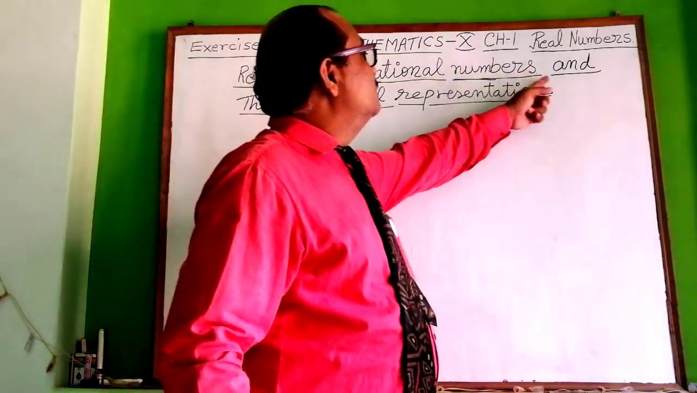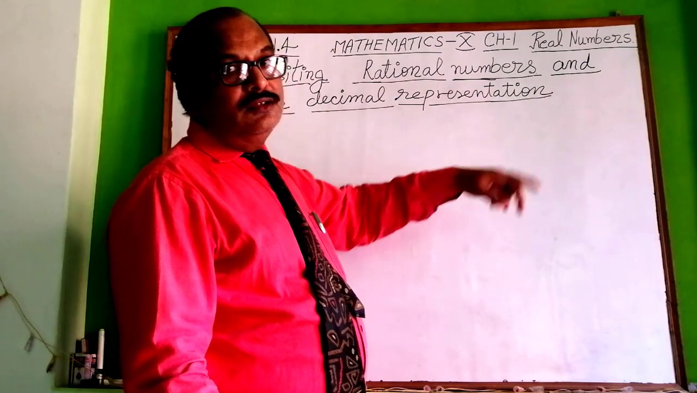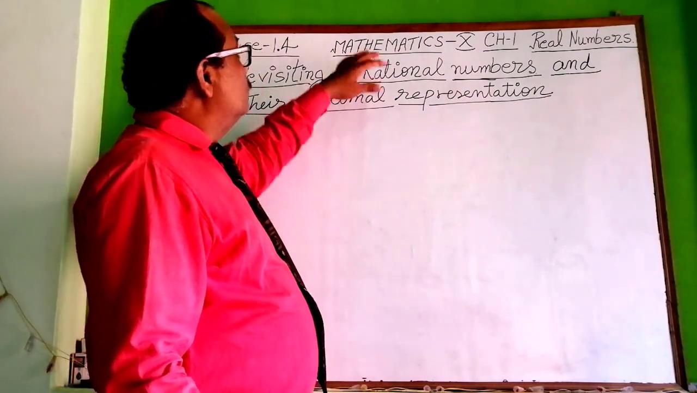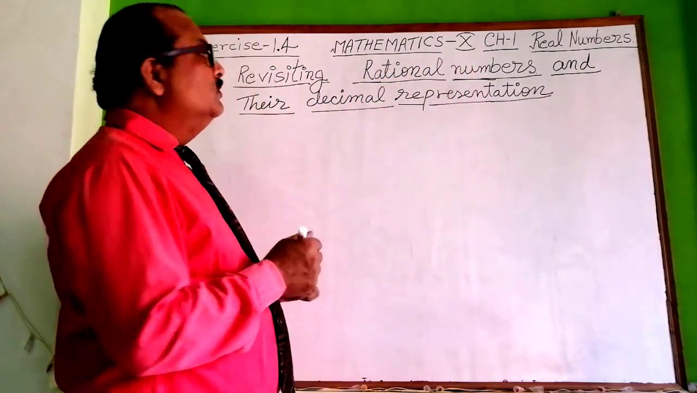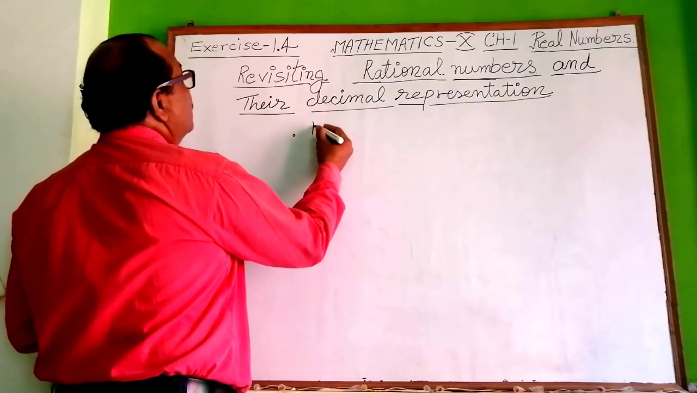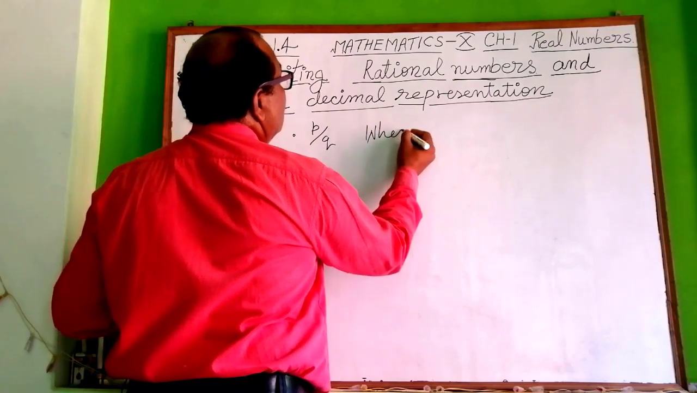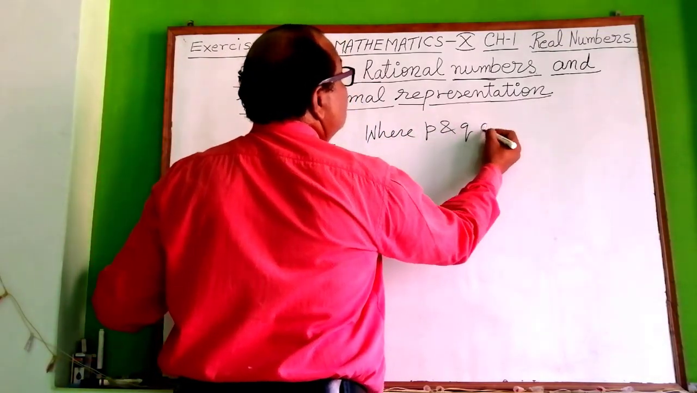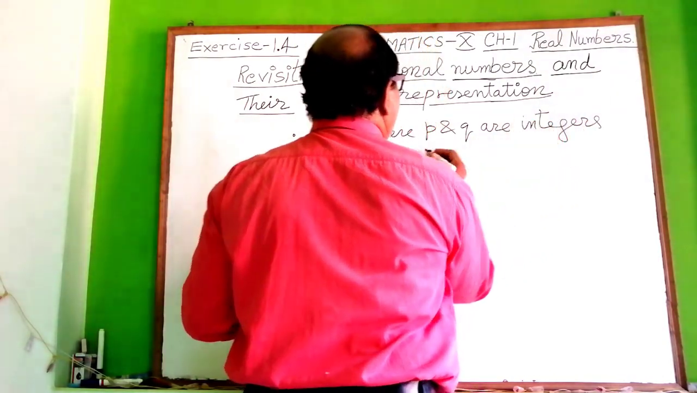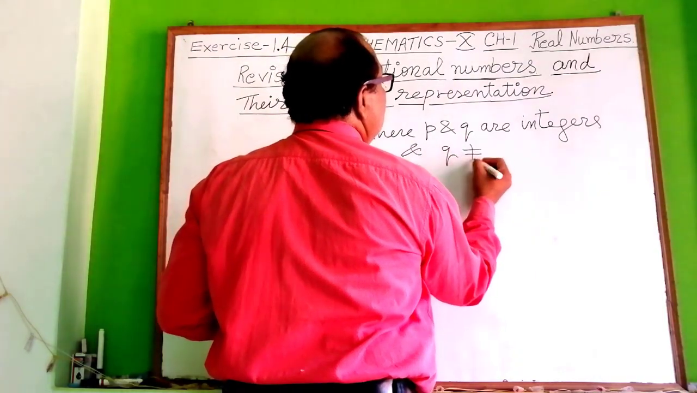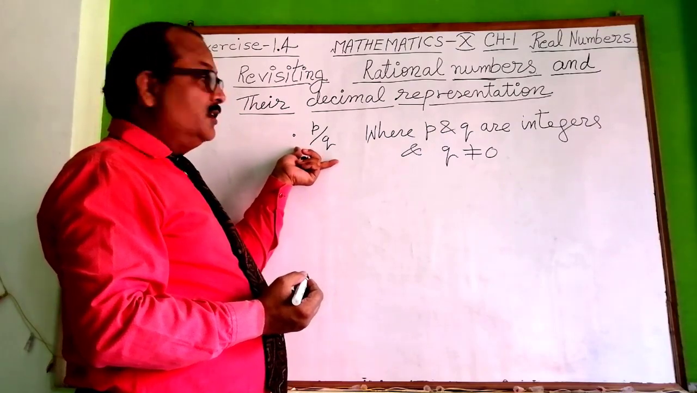Revisiting rational numbers and their decimal representation. So students, first of all, I want to recall the rational numbers. One thing you had studied in class 9, any number of the form P upon Q, where P and Q are integers and Q should not equal to 0. This is the first definition. Any number in the form of P upon Q.